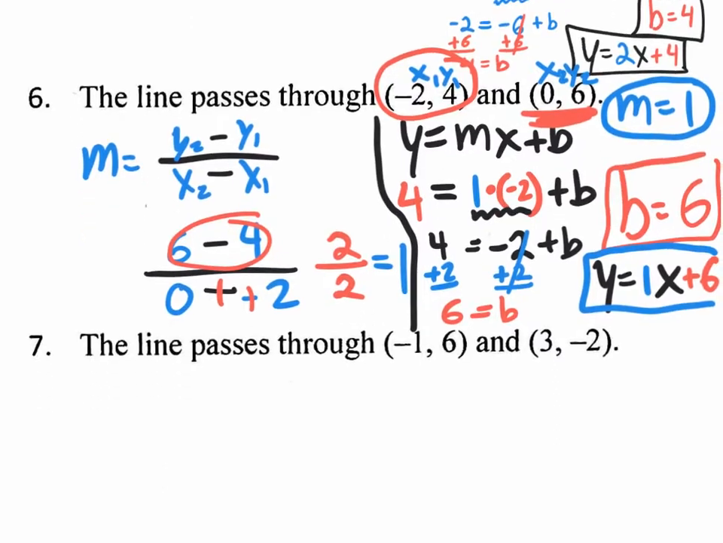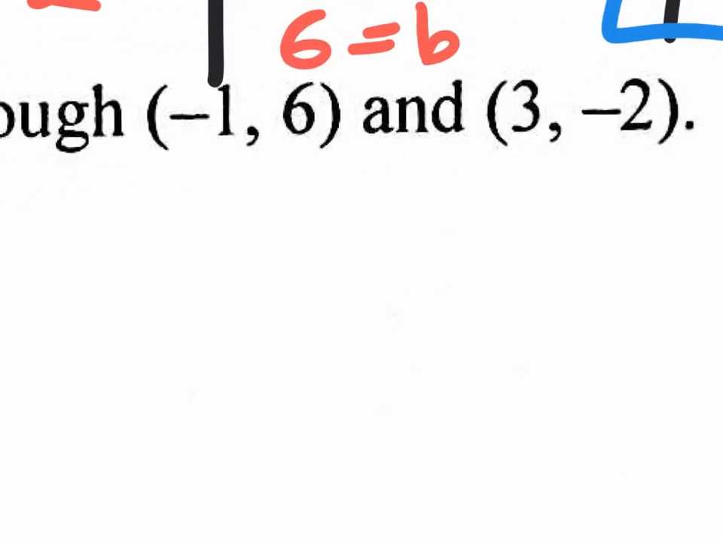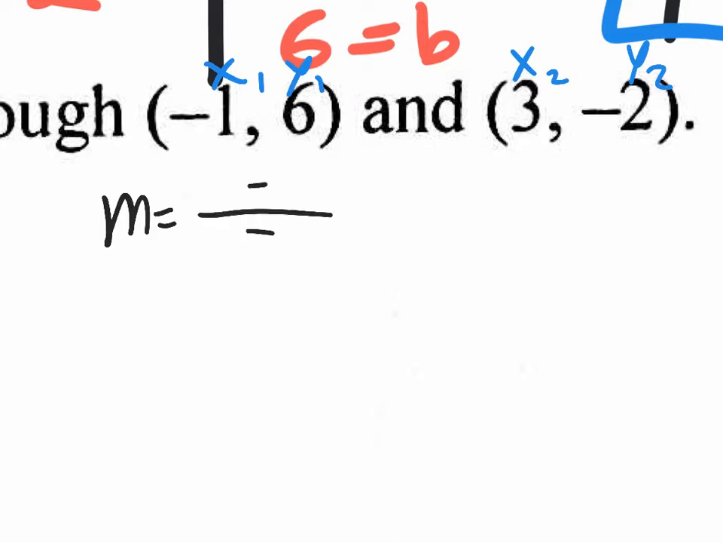For the last one here, the line that passes through those 2 points, neither of these points are on the y-axis, so neither of these points are the b value. So you're going to have to go through and do all of the work here. Let's begin. We have x, we have y, we have x, we have y. This is our first point. This is our second point. Let's write down our slope formula. M equals y2 minus y1 over x2 minus x1.